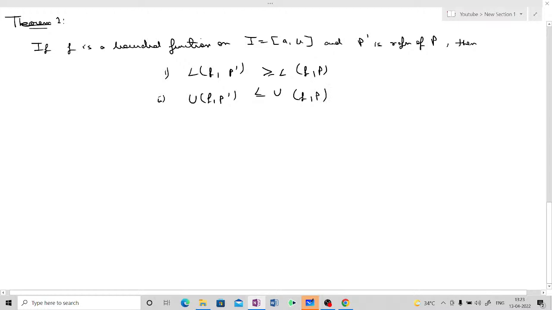The proofs of both these statements are quite the same. So we will check the proof of the first statement completely, and for the second statement I will show you what the changes are going to be. So let us check the proof. Before going into the proof, let us first discuss what is happening here.